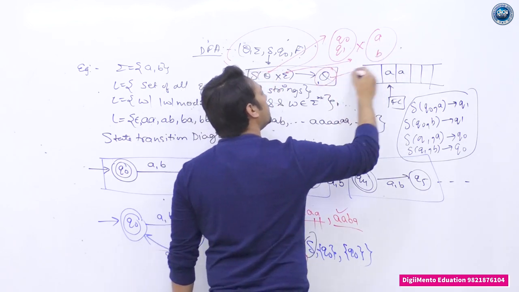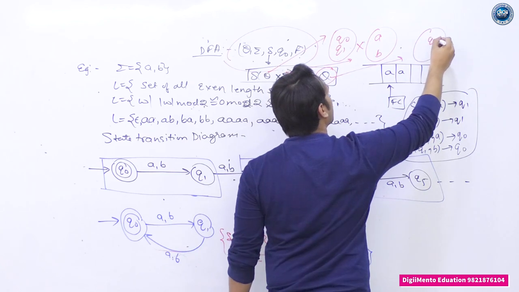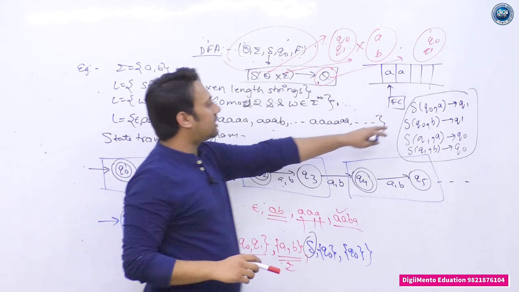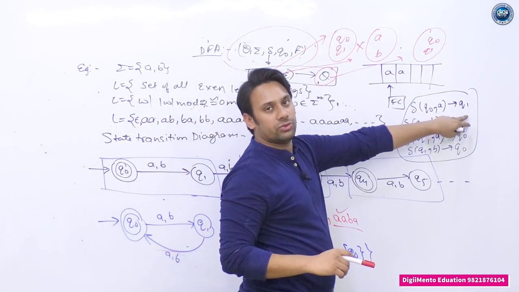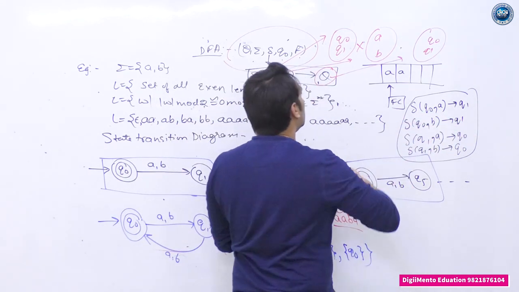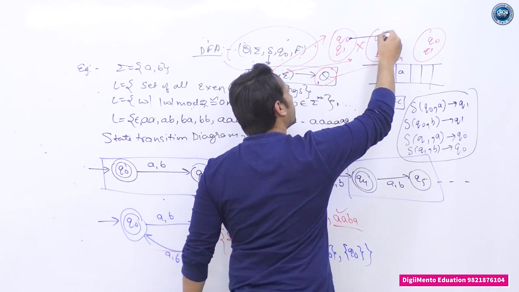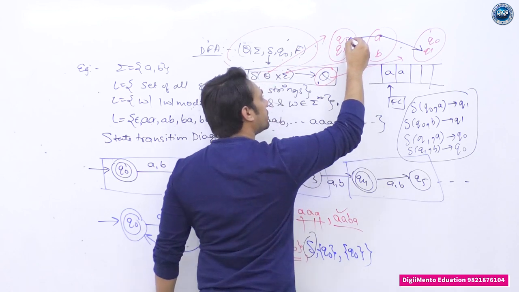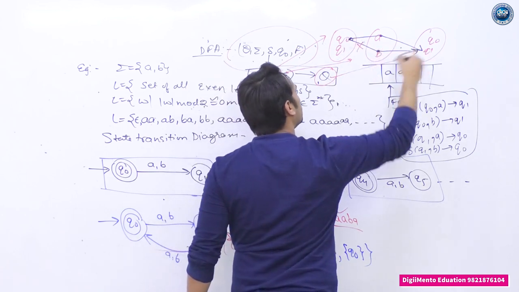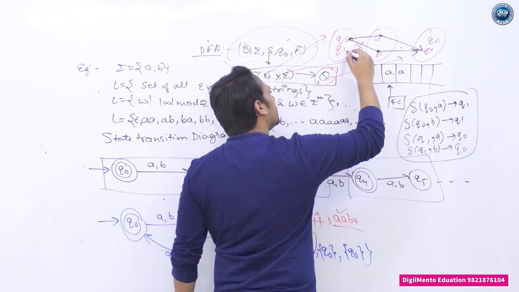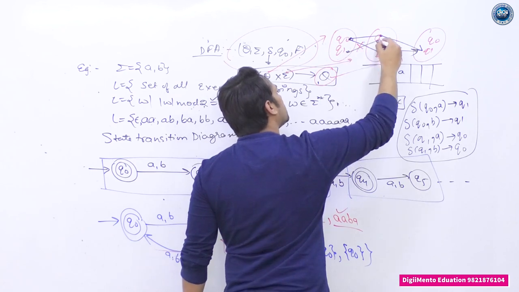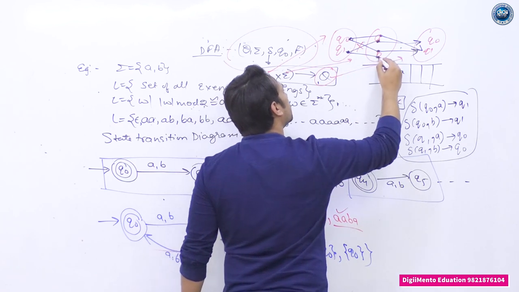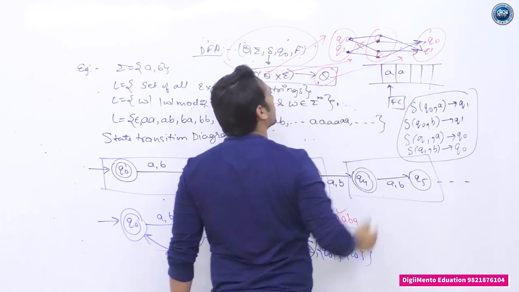And what is this Q again? So this Q is again Q naught and Q1. If you look at the mapping, if inside Q naught we give A, then we are going to Q1. So if you are at state Q naught, by looking at symbol A, you are going to Q1. If you are at Q naught, by looking at B, you are going to Q1. If you are at Q1, by looking at a symbol A, you are going to Q0. If you are at Q1, by looking at a symbol B, you are going to Q1.